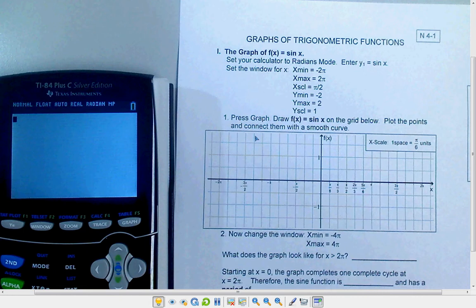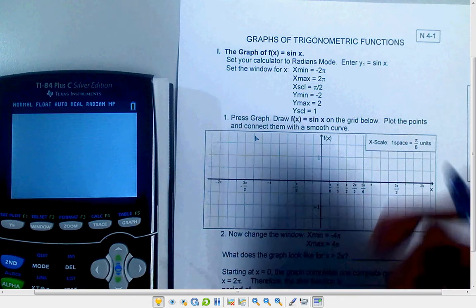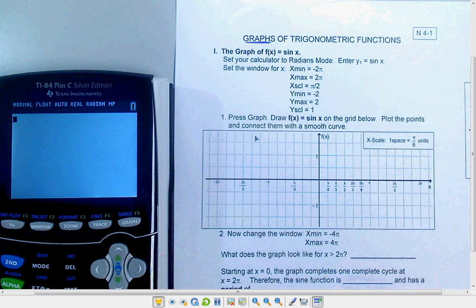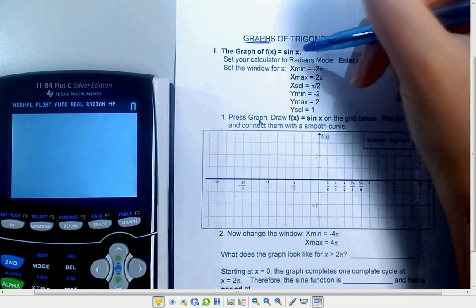Today we will be starting our fourth unit, which is on graphing trig functions. Our first lesson is just learning how to graph our three main trig functions, sine, cosine, and tangent. So let's start off with sine.